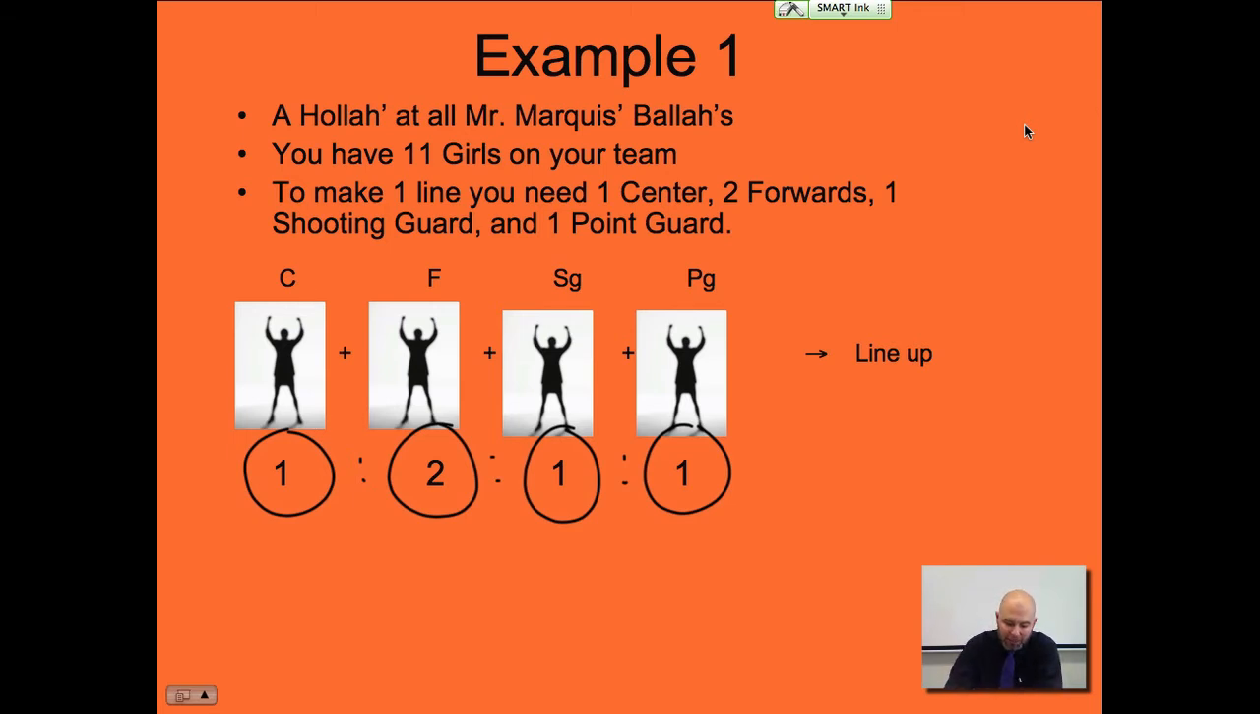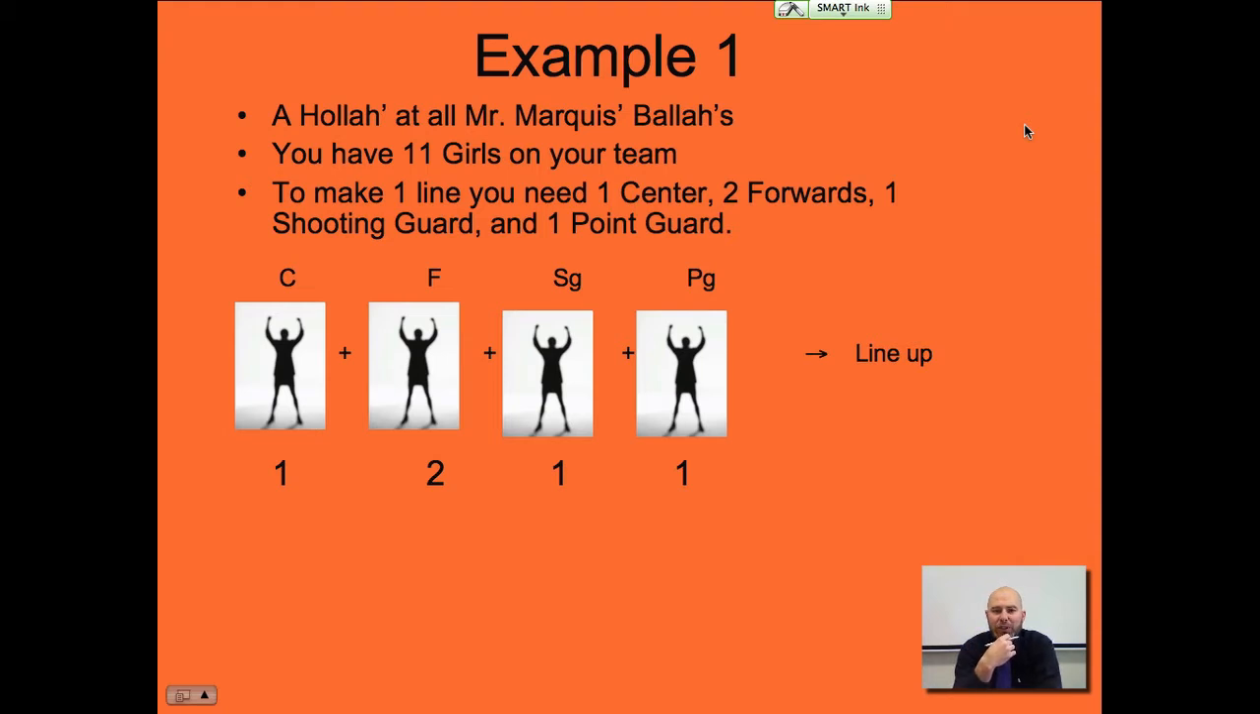All right. Now, the question is, how many possible lineups could I make with this being the ratio, 1 to 2 to 1 to 1? Well, if I have 11 girls, and again, not counting if they played in different lines, there would only be 2 because I need 5, 1 center, 2 forwards, 1 shooting guard, 1 point guard to make one lineup. I only have 11 girls, so therefore I could only make 2. Even though I have 13 girls this year, I still could only make 2 because I need 5 different girls. So that's kind of the idea there.